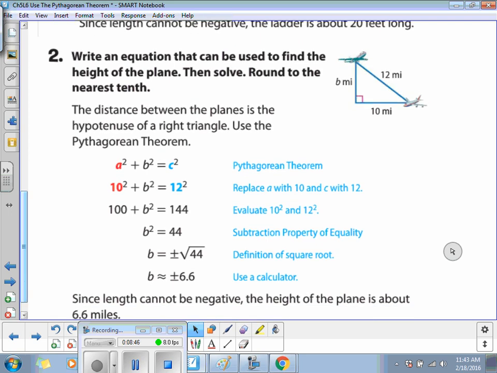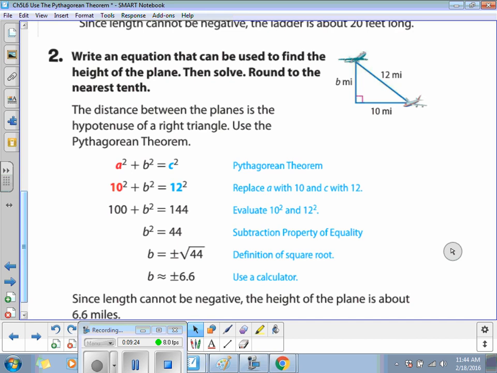So here it says write an equation that can be used to find the height of the plane, then solve. So here we've got the first plane down here, the second plane up there. We want to solve how far above the second airplane is to the first airplane. Okay? And again, we're just using the Pythagorean theorem. So you've got a squared plus b squared equals c squared. When you put those numbers in, you end up with 10 squared plus b squared equals 12 squared. And we're just solving for b.